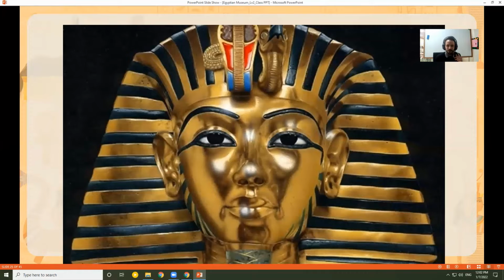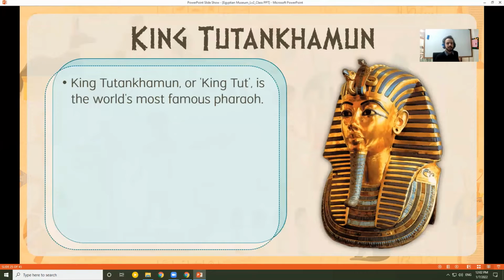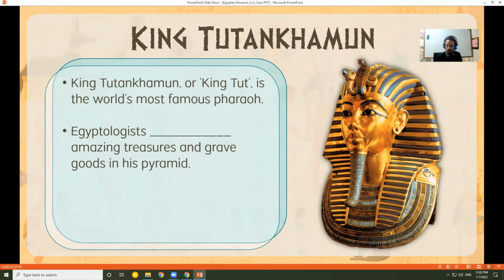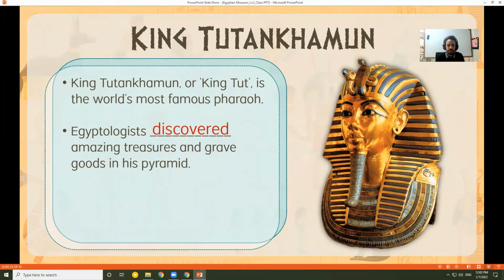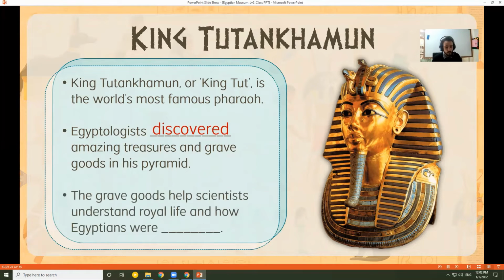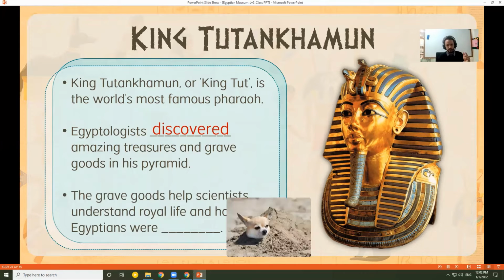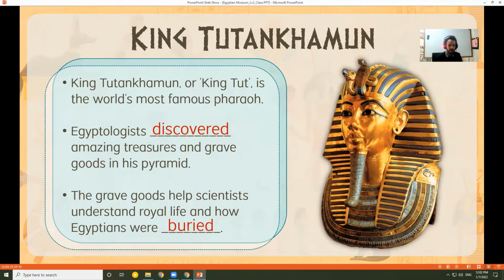All right, next let's learn a little bit about King Tut. King Tut is the world's most famous pharaoh. He's very well known. Egyptologists, the people who study Egypt, discovered amazing treasures and grave goods in his pyramid. The grave goods help scientists understand royal life and how Egyptians were buried. What's happening to this dog? He's buried. So we can learn a lot from his pyramid and his burial.